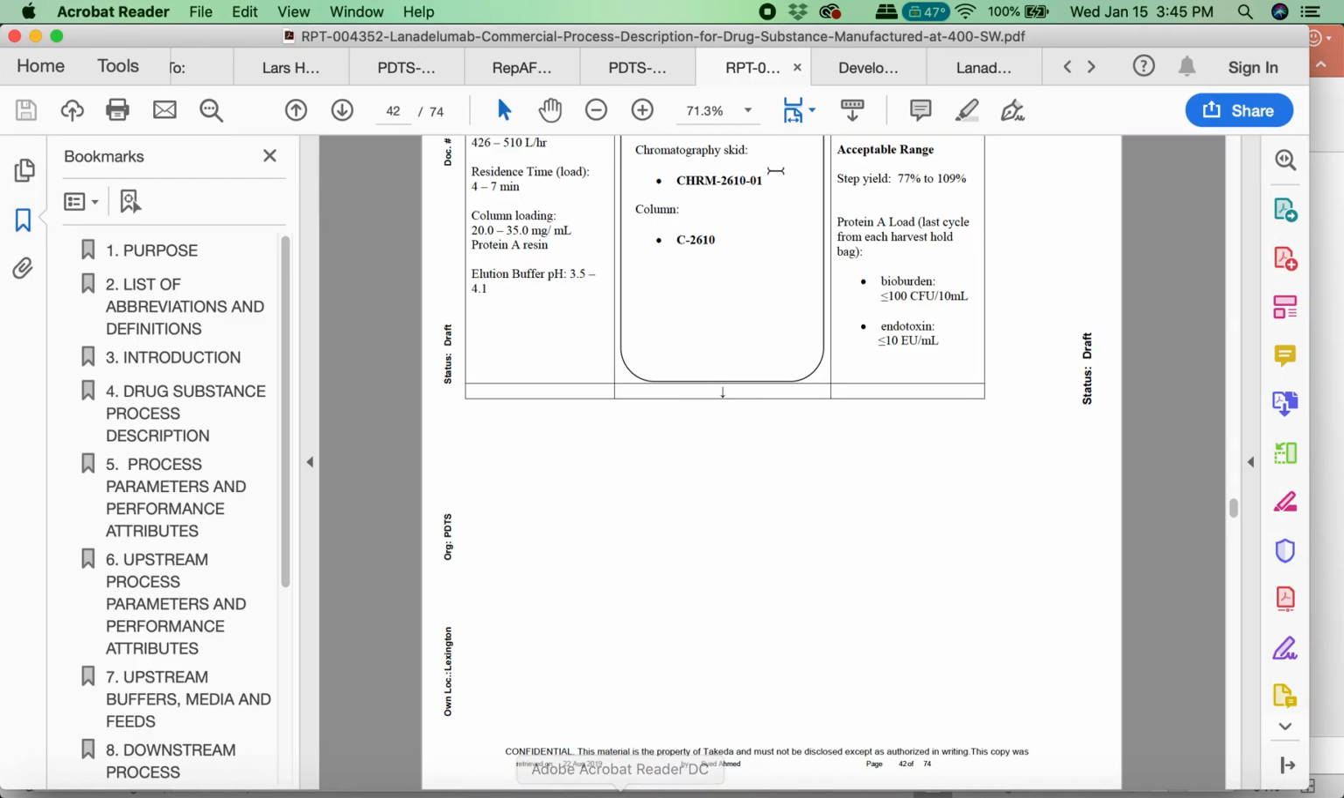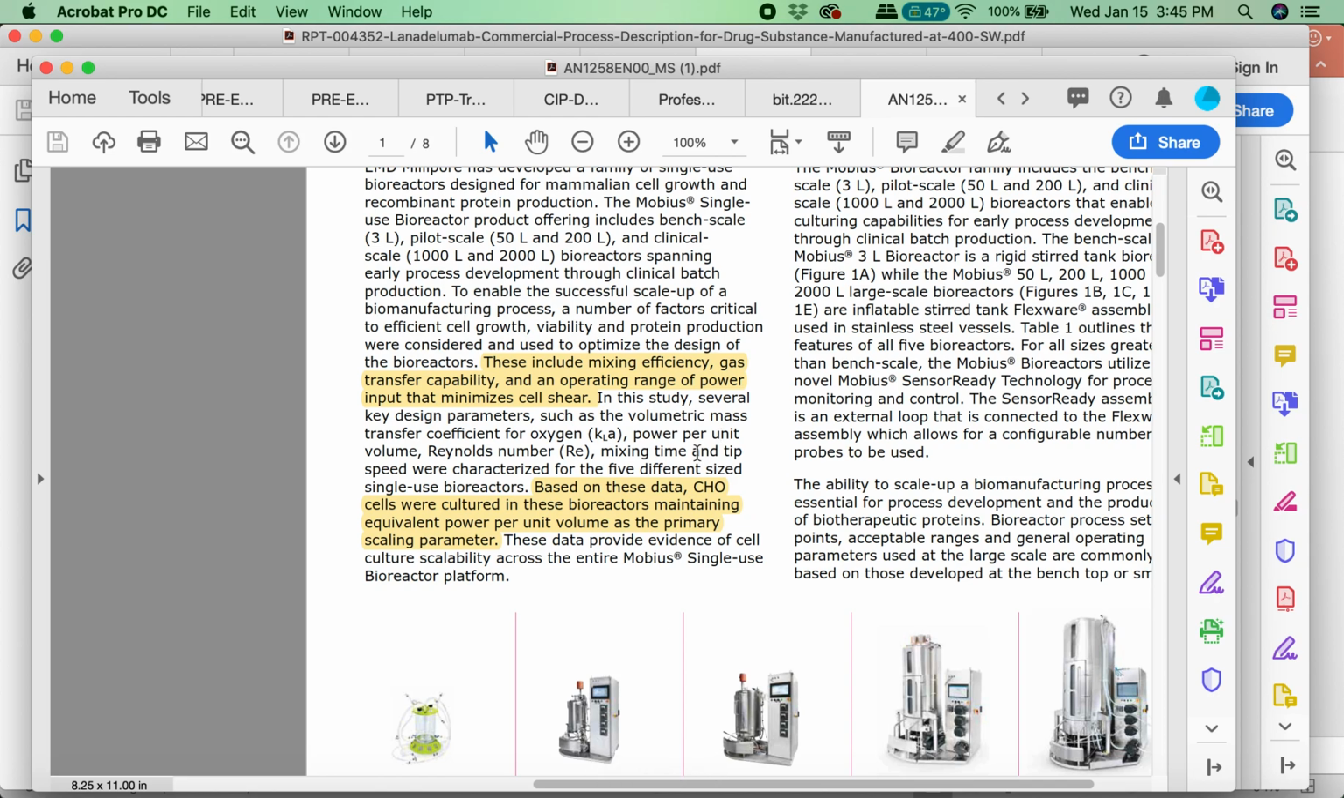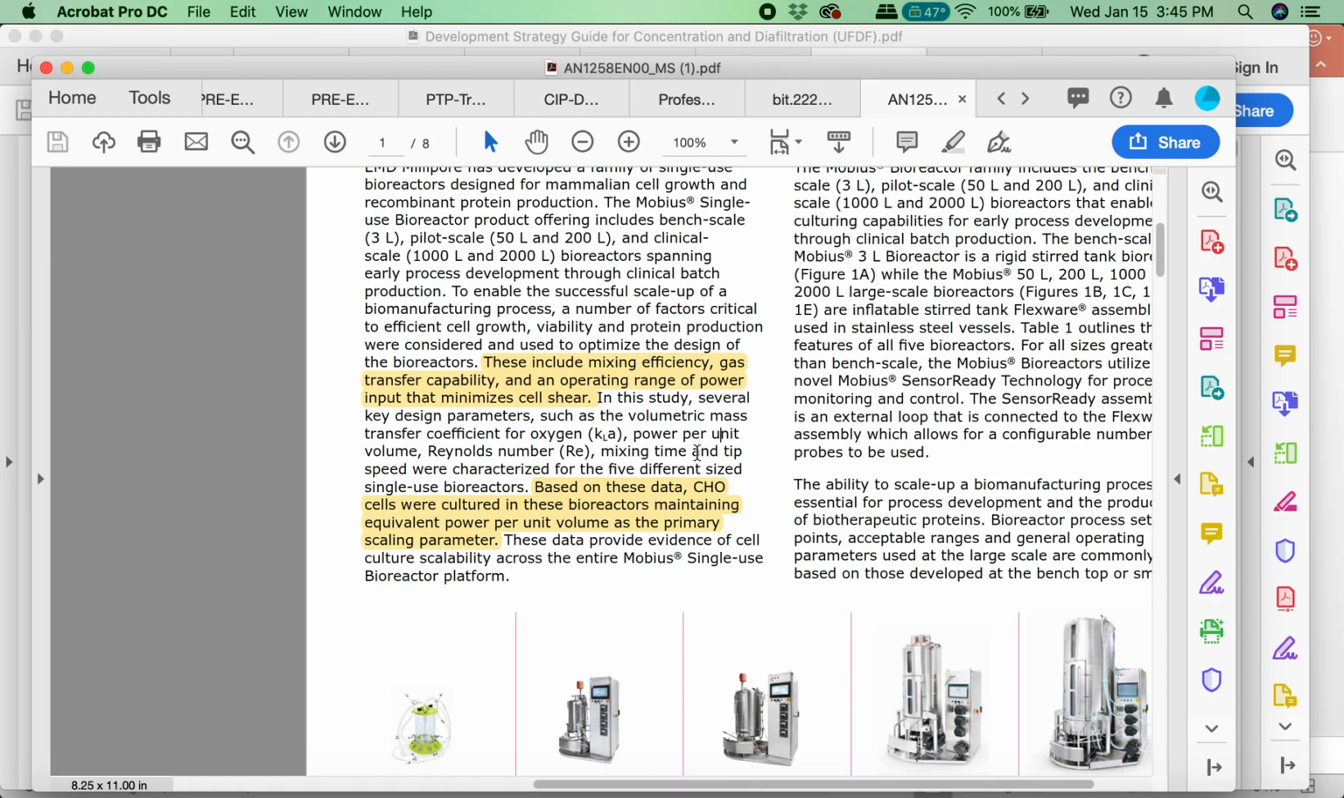So you can make up this story saying that there was a client, you were working at a CMO, and then they were experiencing some cell shear issues. Or you can also phrase this that you were working with a client that was experiencing cell shear issues, and they come in and they want to do a campaign to see mixing efficiency, transfer capability, and an operating range of power input that minimizes cell shear.